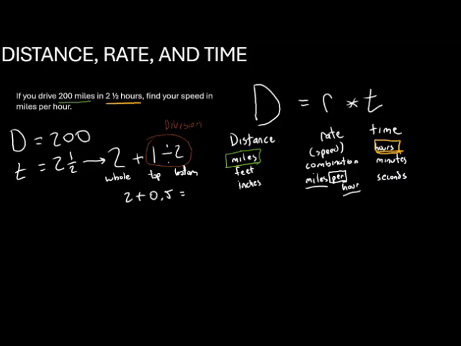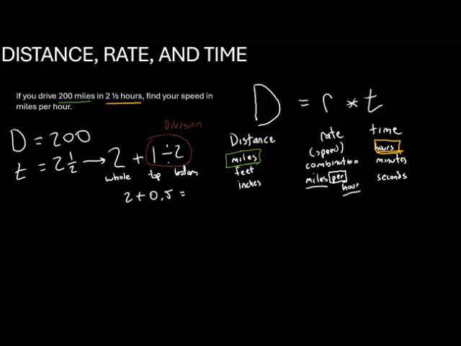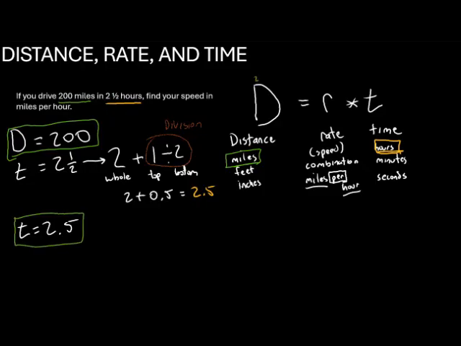Let's go back to the calculator and add these together. We'll now enter our 2 plus 0.5, and when we press enter, we get 2.5. We'll just write that below our math, and we'll say t is now 2.5. You may notice now that we have two pieces of information. We have d, which is 200, and we have t, which is 2.5. I'll write those next to the respective letters in our equation. This means there is one thing that we don't know, and that's r.